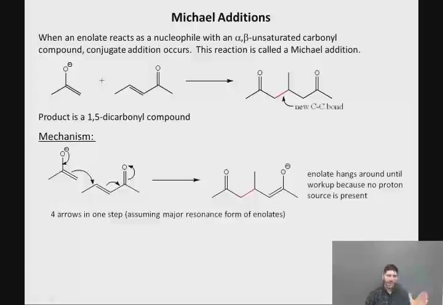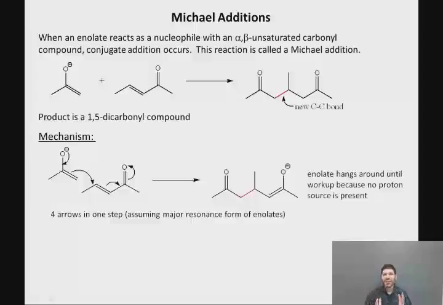Okay, so from left to right, arrow number 1, the minus charge on the oxygen forms the C=O pi bond. Arrow number 2, the electrons in the C=C pi bond form the new C-C sigma bond shown in red. Arrow number 3, the C=C pi bond shifts over, and then arrow number 4, the C=O pi bond breaks, putting the electrons onto the oxygen.